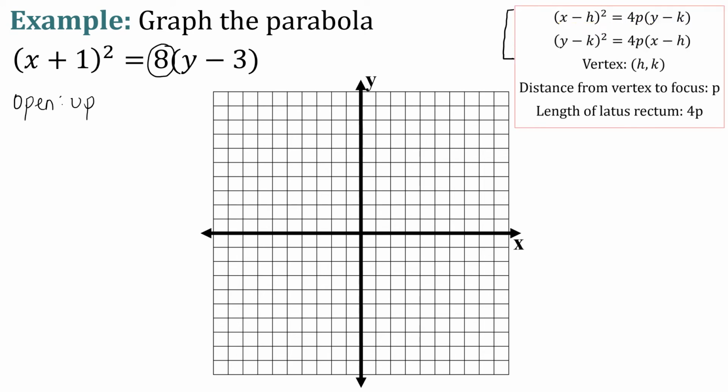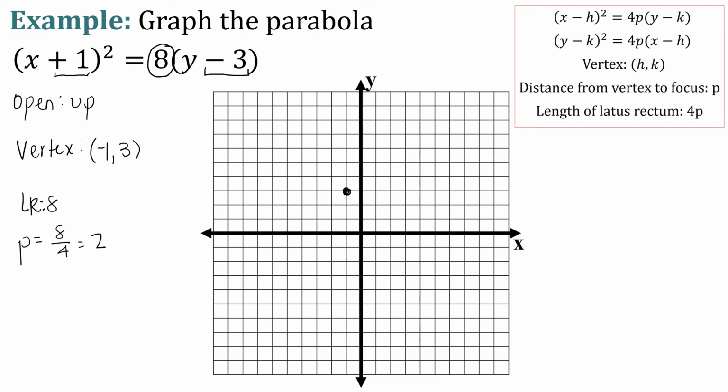The next thing we need to do is identify the vertex. To identify the vertex, the number with my x is 1, so it's a -1 as my vertex. The number with my y is a -3, so it's a +3 as my vertex. My latus rectum is 8. My P is 8 divided by 4, which is 2. We're going to see in just a second why that P matters. So the first thing we're going to do is plot our vertex, (-1, 3).